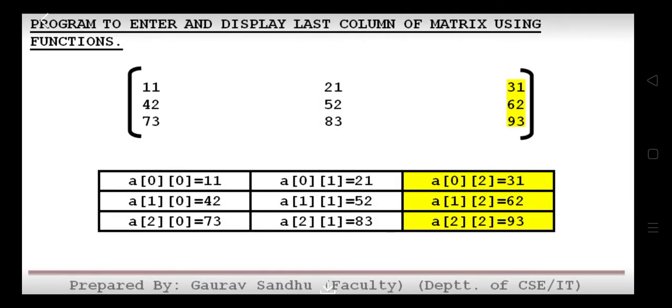Now let's see another example: the program to enter and display the last column of a matrix. If you see the 3 by 3 matrix, the last column is 31, 62 and 93. If you see the highlighted section of the table, 31 is stored at 0, 2, 62 is stored at 1, 2, and 93 is stored at 2, 2.